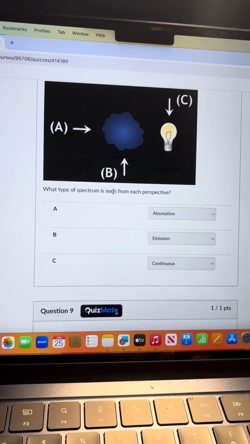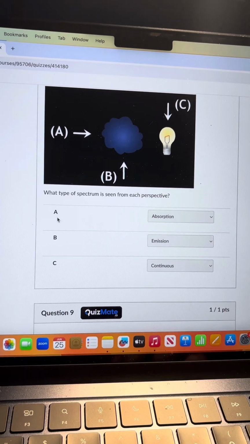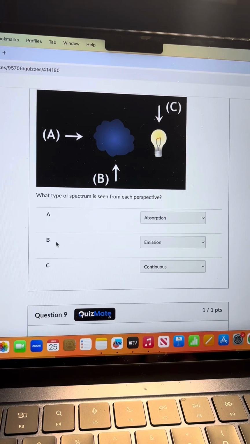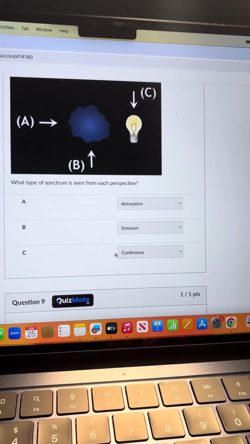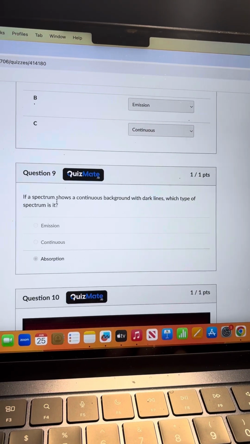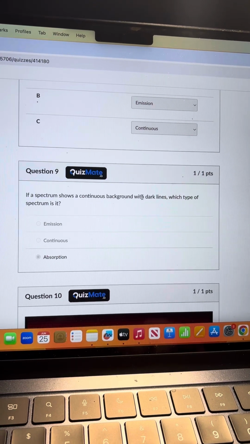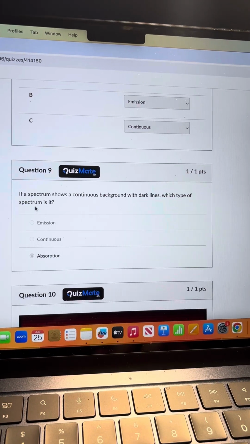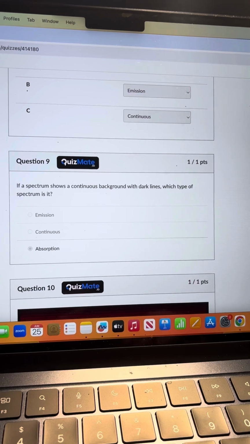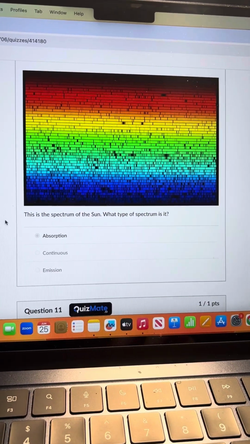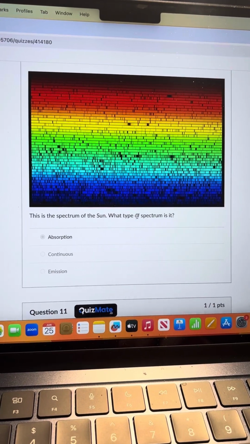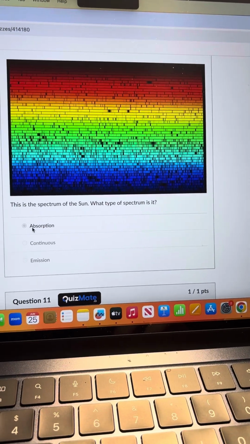What type of spectrum is seen from each perspective? A is absorption, B is emission, and C is continuous. If a spectrum shows a continuous background with dark lines, which type of spectrum is it? The answer is absorption. This is the spectrum of the sun. What type of spectrum is it? Absorption.